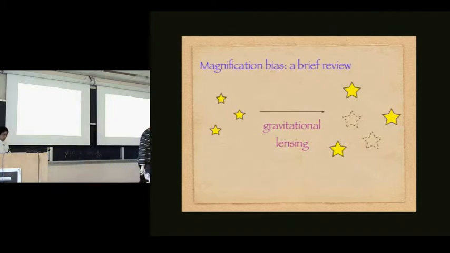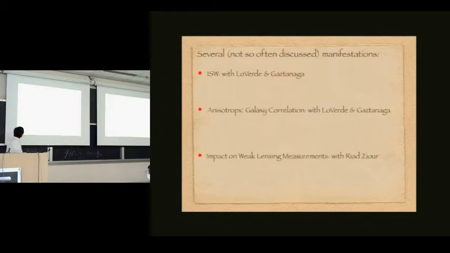A lot of people in this room have worked on this subject. What I want to do is very quickly tell you about a few projects that we have been doing on consequences of magnification bias that are maybe not so often discussed, but if you spend a few minutes thinking about it, they're more or less obvious. I don't think I'll talk about the third. In some sense, that's what Gary talked about in his talk, that magnification bias affects lensing measurements in general, in particular galaxy lensing measurements. I won't talk about that at all. So let me just focus on the first two.